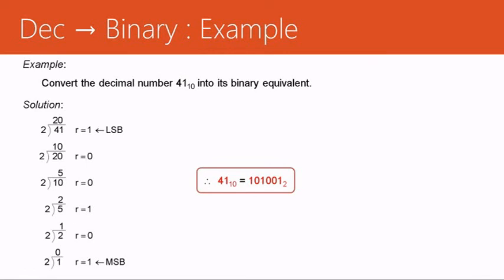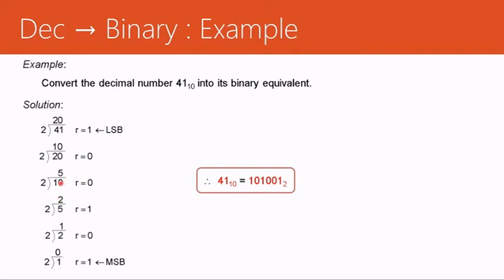Let's have another example. Convert the decimal number 41 base 10 into its binary equivalent. Again, we're going to divide 41 by 2 repeatedly. So we have 41 divided by 2 is 20, remainder 1. And we're going to divide 20, which is the quotient, again by 2. So 20 divided by 2 is 10, remainder 0.